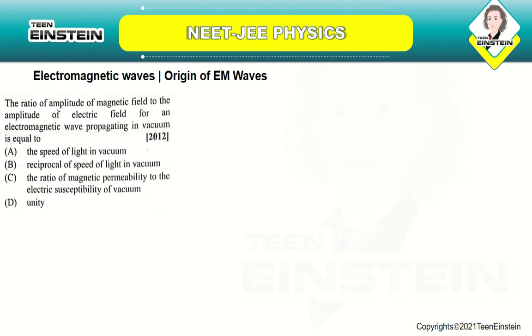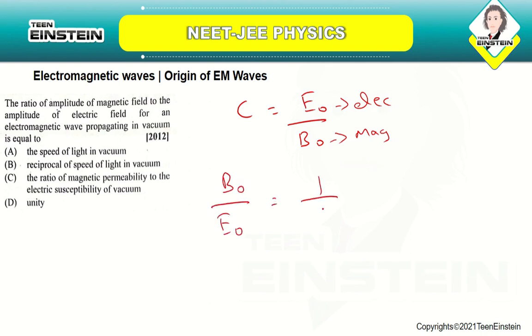Okay, so here we know that electric and magnetic fields are interrelated to each other and both are components of the electromagnetic waves. So we know that C is equal to E naught by B naught. Whereas here they have asked you the ratio of amplitude of magnetic field to the amplitude of electric field. So this is magnetic field and this is electric field. So we need to take the ratio of these two. So it will be B naught by E naught is equal to 1 by C.